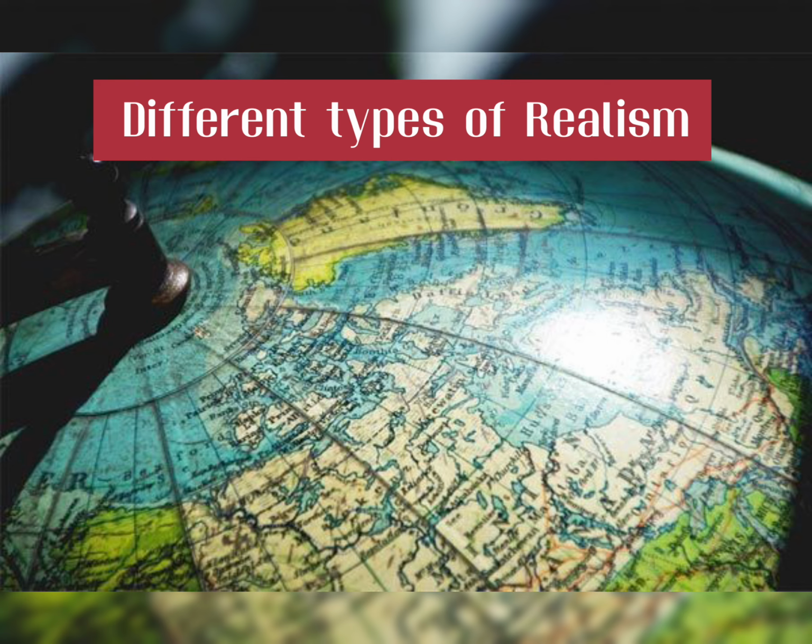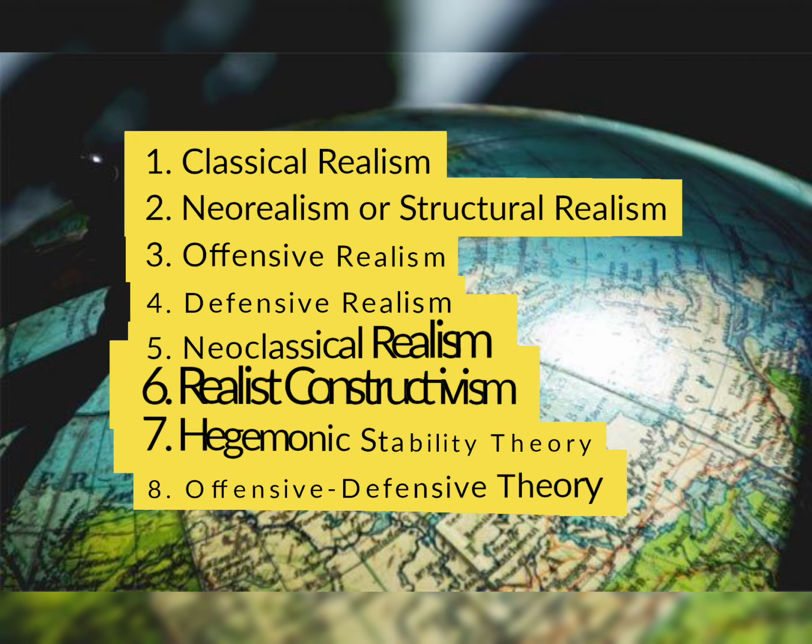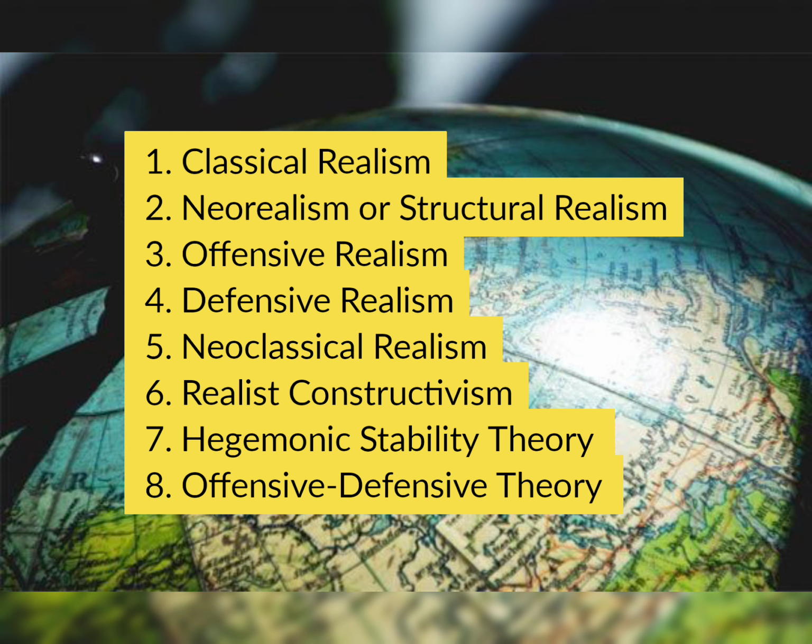Different types of realism have emerged, each with its unique focus, assumptions, and implications. One, classical realism. Neorealism, structural realism, offensive realism, defensive realism, neoclassical realism, realist constructivism, hegemonic stability theory, offensive-defensive theory.